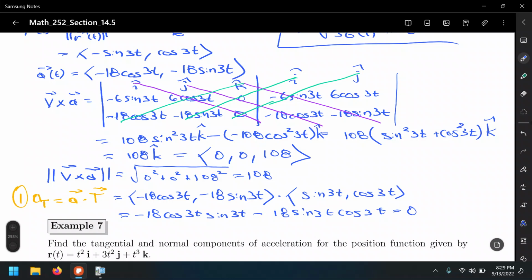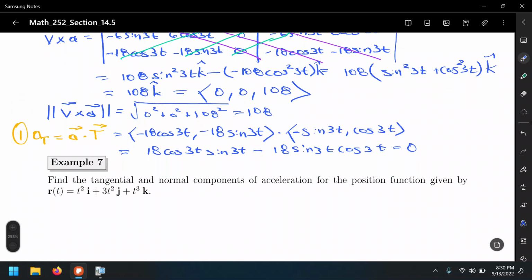Yes? The sign of that should be negative. Which one? The second one? Yeah, this one? Yeah, that one should be negative. Oh, yes. This one's a negative. Oh, yes, and that turns into positive, and yes, that's what makes it a 0. Thank you. So that's the tangential component of the acceleration.